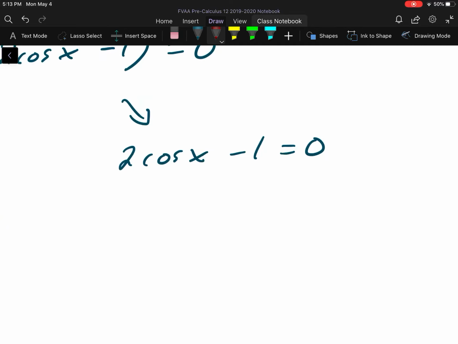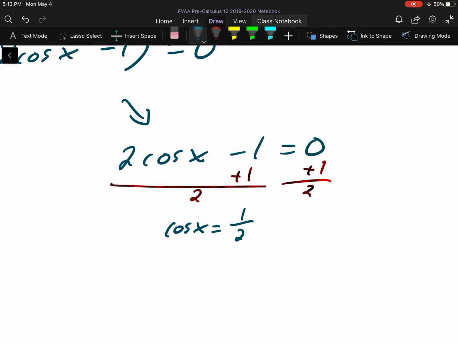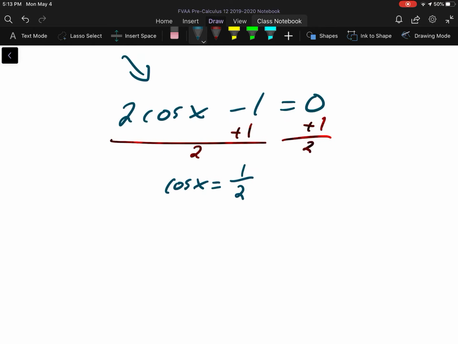On this other side, a little bit of algebra. I'm going to add 1 to both sides and then divide both sides by 2. And I'm going to get cos x is equal to 1 over 2. So again, on the unit circle, where is cos x, the x value on the coordinates on the unit circle, equal to 1/2? Okay, and this would give me pi over 3.